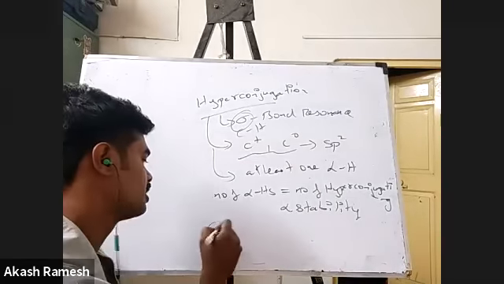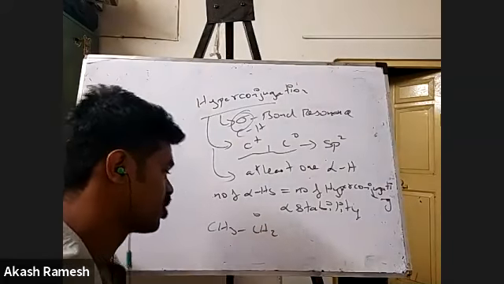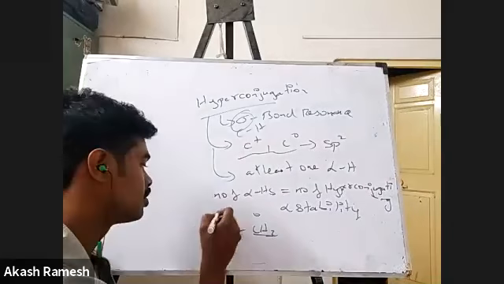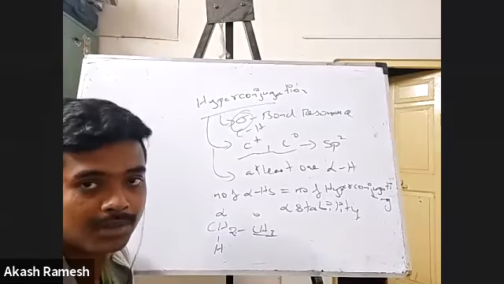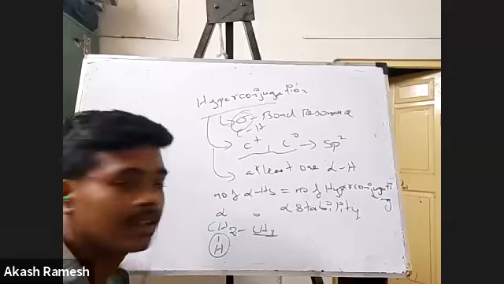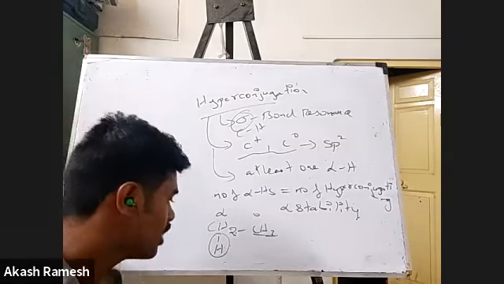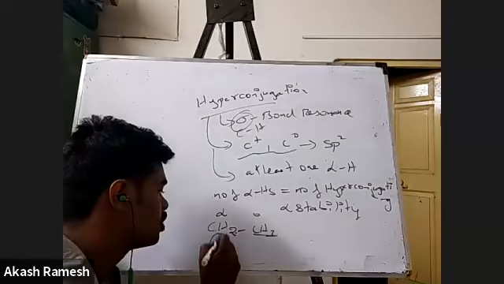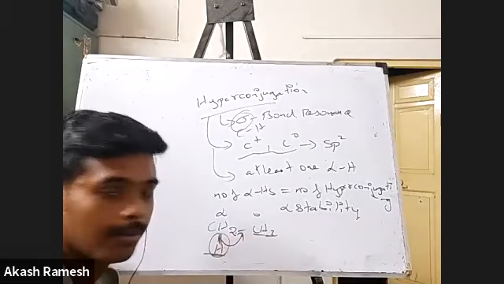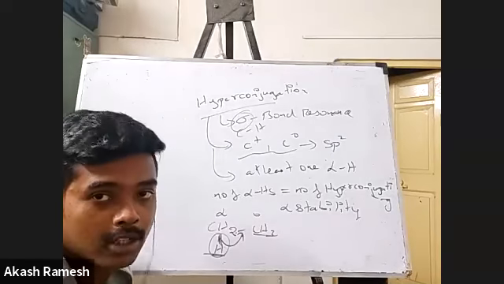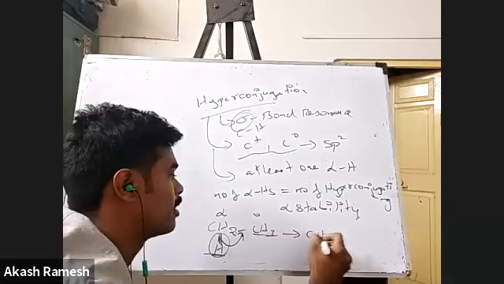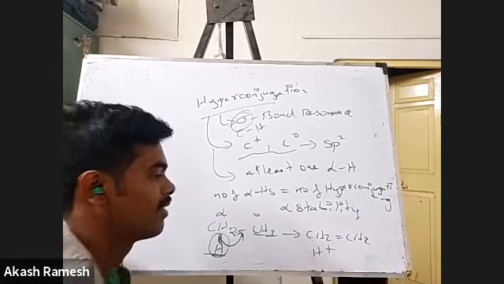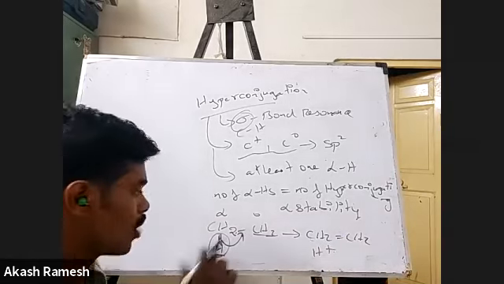Let me take an example. Say I have CH3CH2 dot. This is the main carbon atom, and this carbon is in my alpha position. Do I have a hydrogen atom here? Yes. This hydrogen is going to come out as H plus, and this bond is going to go here. So I will write the structure like this: CH2 double bond CH2, and somewhere here I have an H plus. This is one of the hyperconjugating structures.